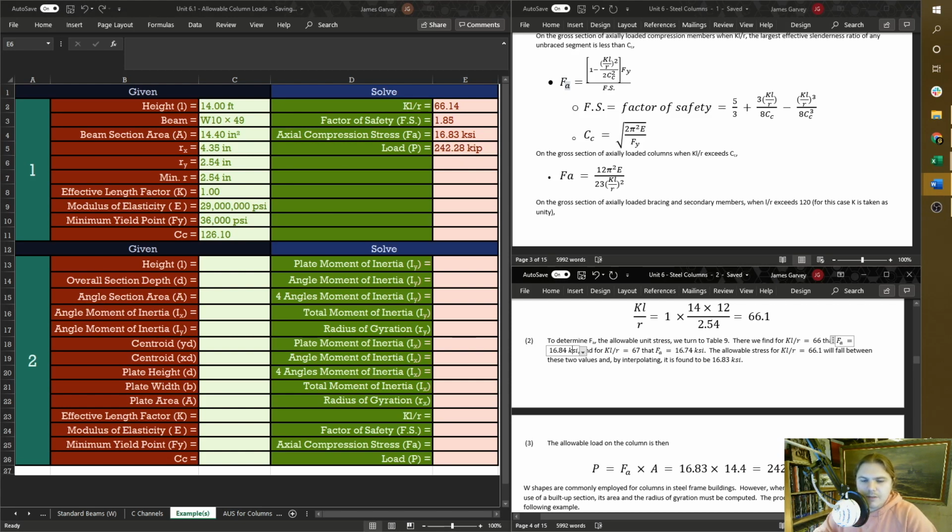So as I said, I'm going to make another video here showing you how to set up your calculator and your table so you can quickly and easily complete the problems.